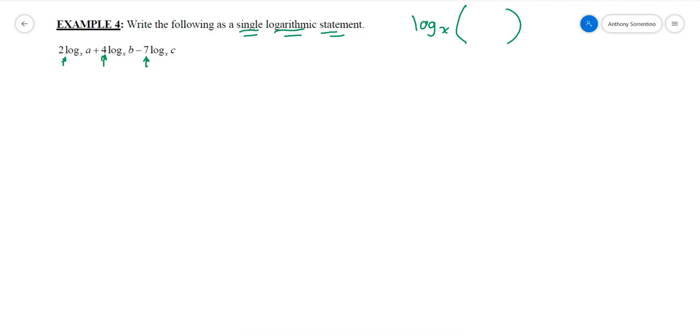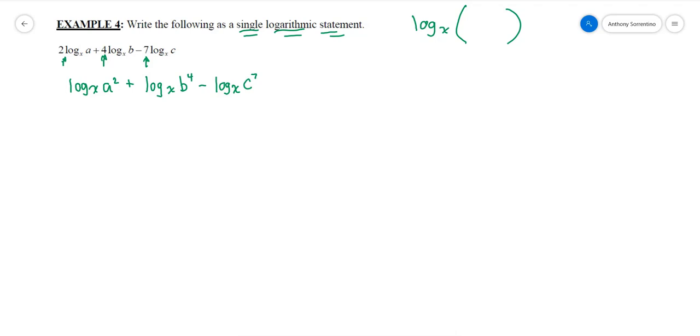I remember that if I had a logarithm of something raised to a power, that exponent became a constant being multiplied to the logarithm. And vice versa, if I have a constant being multiplied to the logarithm, these are going to become exponents on the respective things that the logarithm is affecting. So this is going to become the log base x of a squared plus the log base x of b to the 4th minus the log base x of c to the 7th.